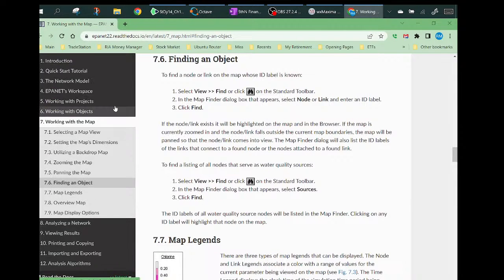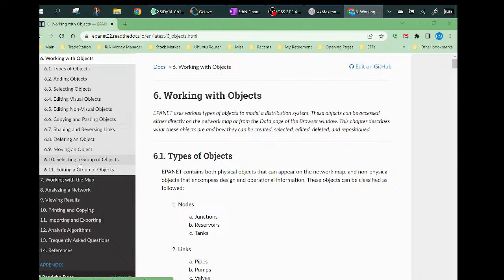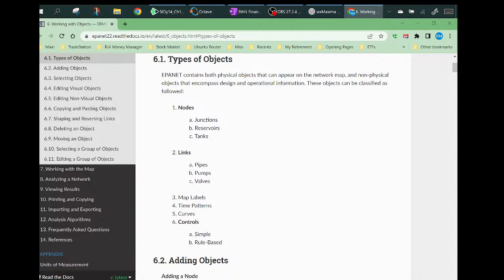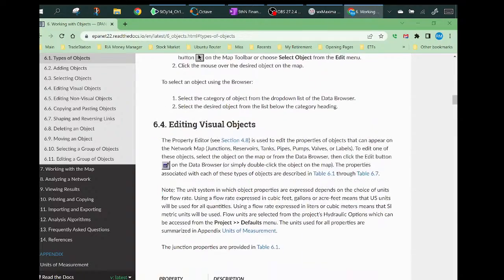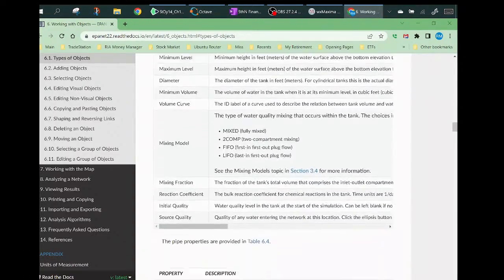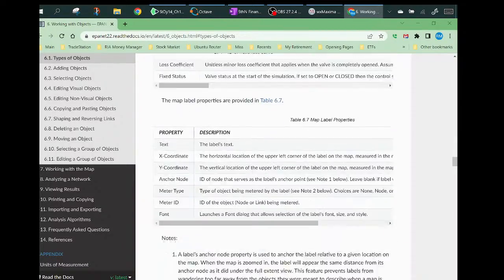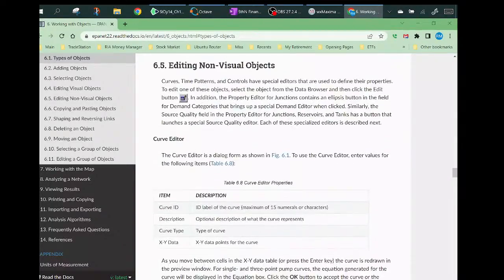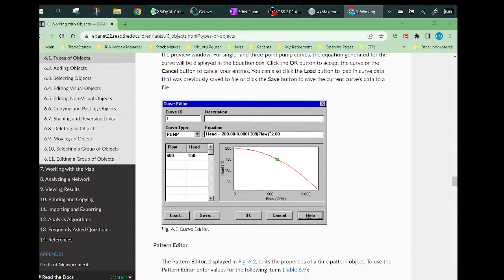Finding an object, working with objects, types of objects. You got junction, reservoir, tank, pumps. So it's possible that they put the pumps in here, a description of the pumps, but they may not. Oh, here we go. This is exactly what I was looking for.